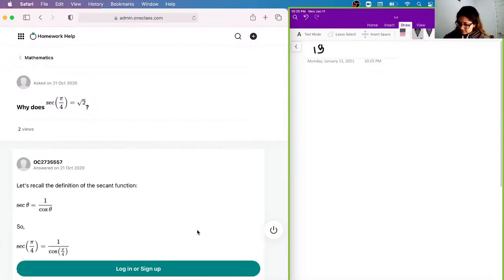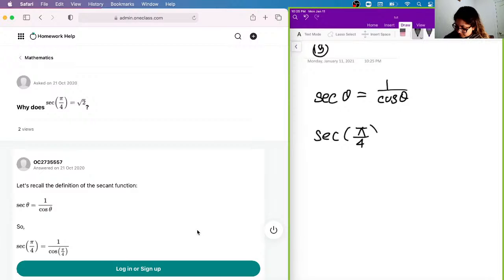Okay, so our next question says, what does secant of pi over 4 equal to? Square root 2. So let's recall the definition of a secant function. We know that secant of theta is basically the reciprocal of cos theta, right? And so we can say that secant of pi over 4 is equal to 1 over cos of pi over 4. Okay?